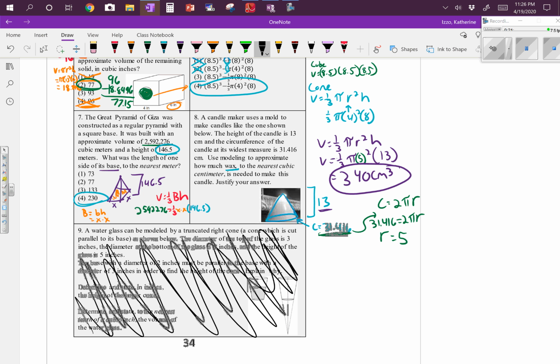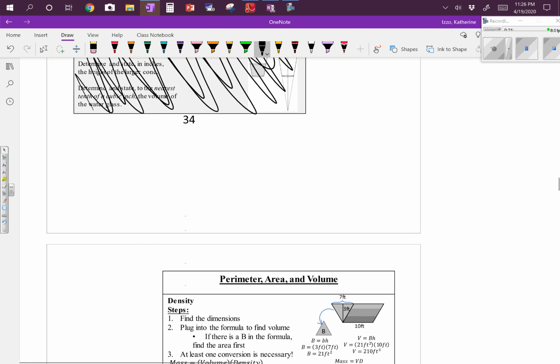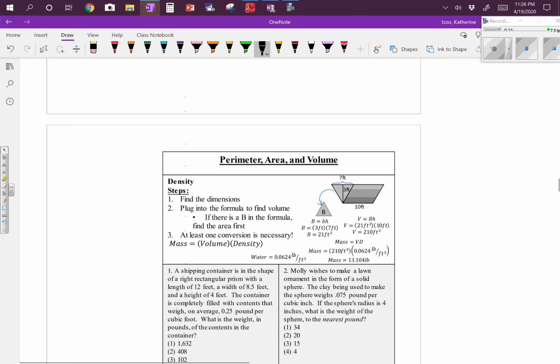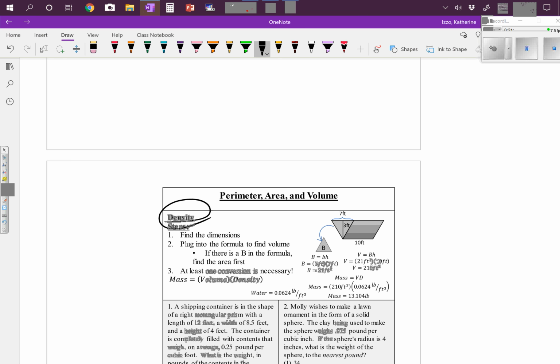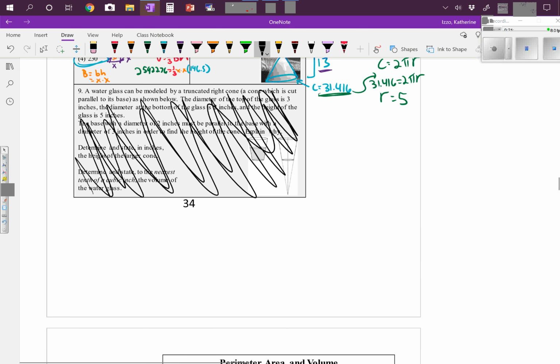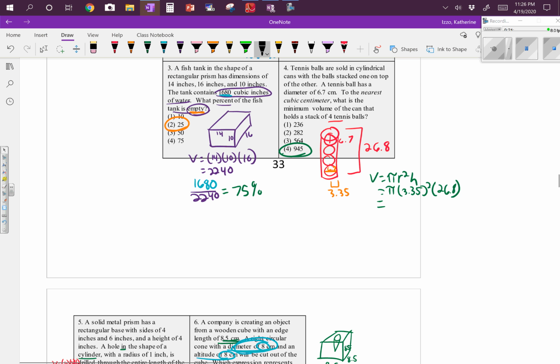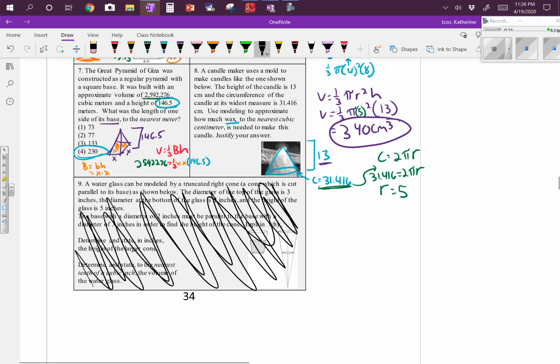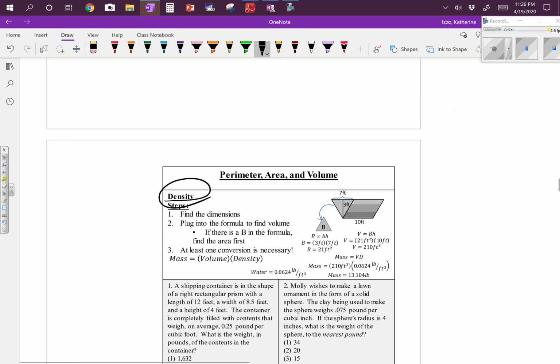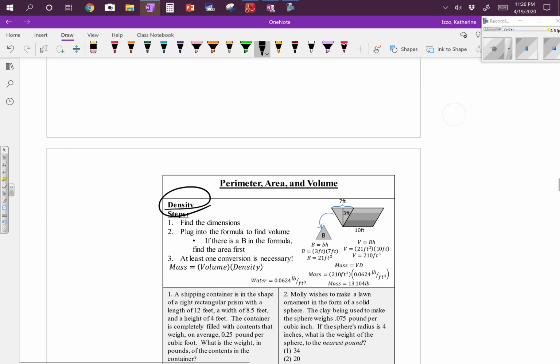For our next video, we are going to delve into what happens when we add in density to this volume. We've done a lot of volume problems in this one. We've talked about volume. Now it's time to add in the density, which means another unit conversion at the end.